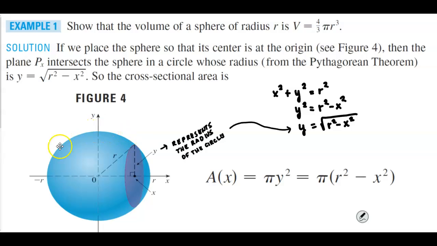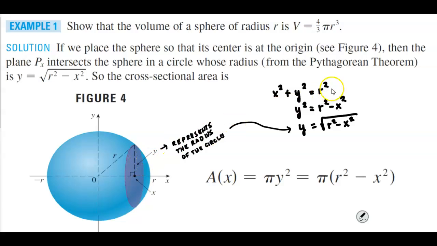So here we have a sphere, and it's going from a lower limit of negative r to an upper limit of r. And what we've done is we created this cross-section that represents a circle. And then what we have created is a right triangle. So r represents our hypotenuse. We have our value for x and our y.